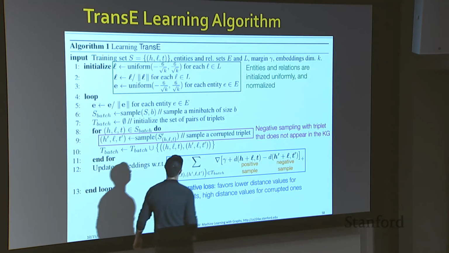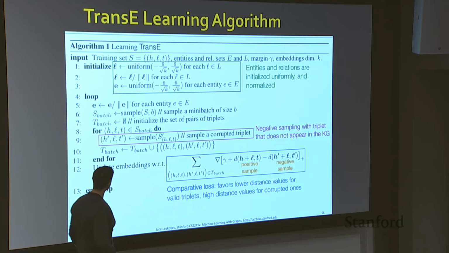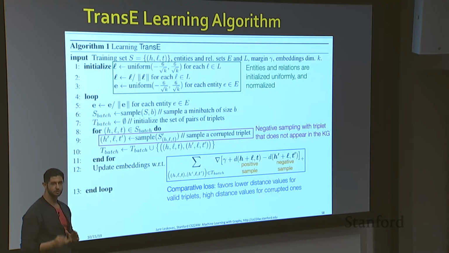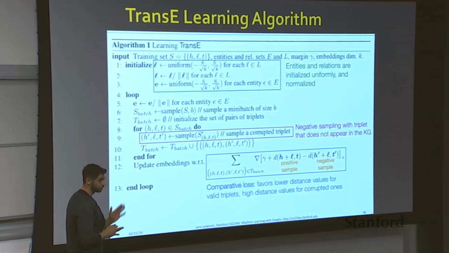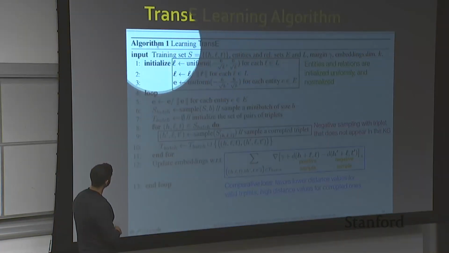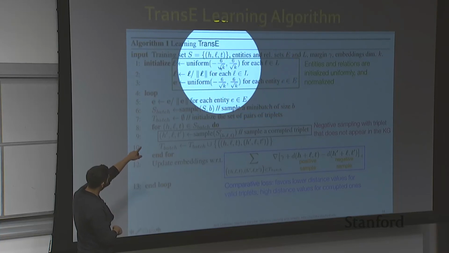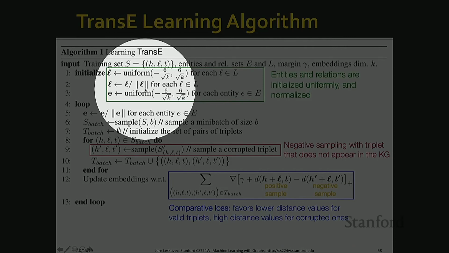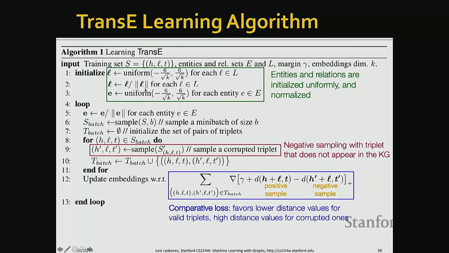So we start from a uniform initialization. In this case, we're not even using random walks. Okay, it's an even relatively easier approach when it comes to producing the embedding vectors. These are our relations L. So we have a uniform initialization for all of them. We also normalize the length of the vector, and we do exactly the same thing for the entities, okay? So entities and relations are initialized uniformly, normalized, and they're all together in the embedding space right now.